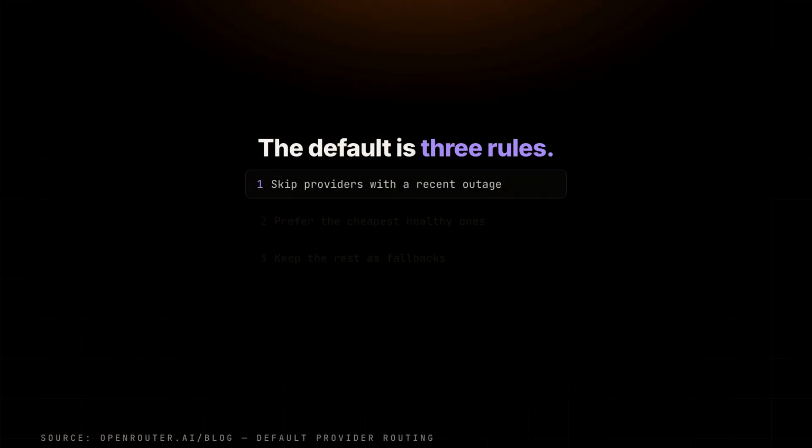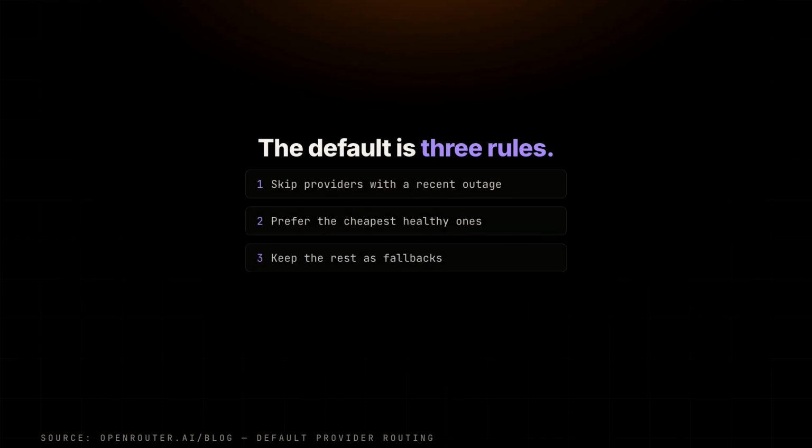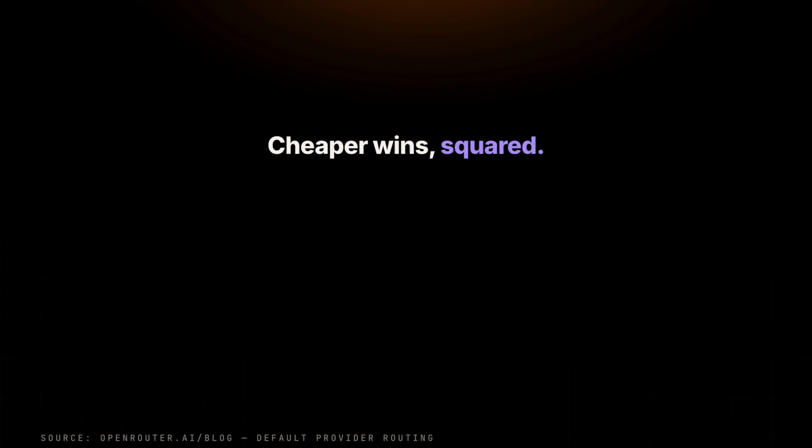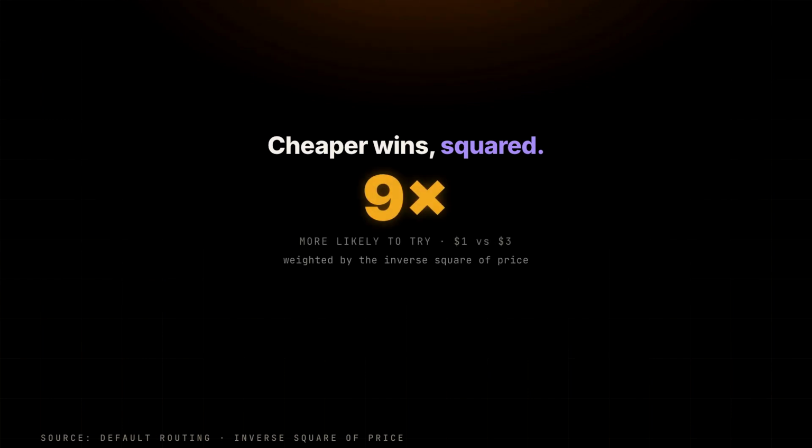By default, 3 rules. First, skip any provider that had an outage in the last 30 seconds. Second, prefer the cheapest healthy providers. Third, keep the rest as fallbacks. Any provider that stumbled recently drops to the back of the line, not out of it. And cheaper does not just mean first in line. It weights providers by the inverse square of price. A $1 provider is roughly 9 times more likely to be tried than a $3 one.